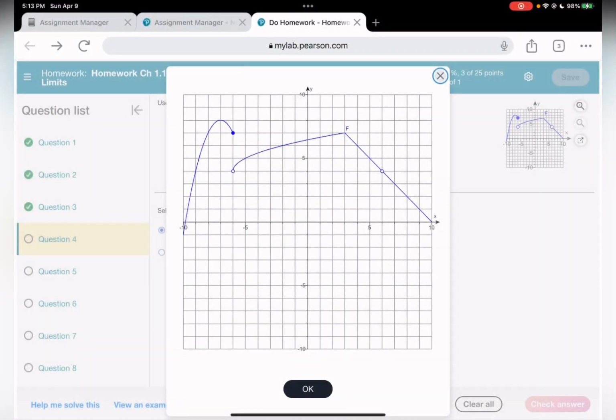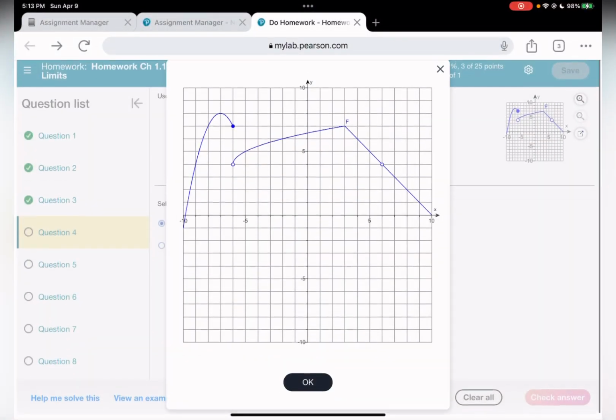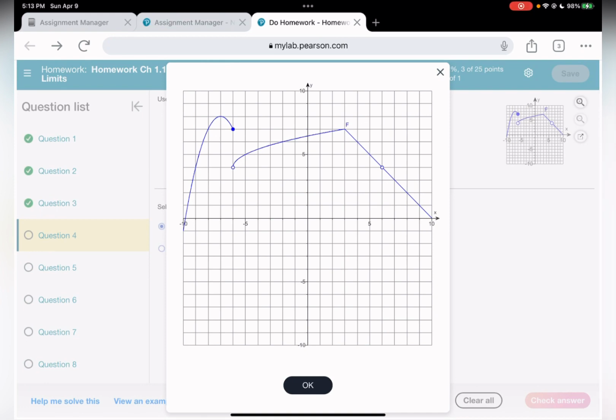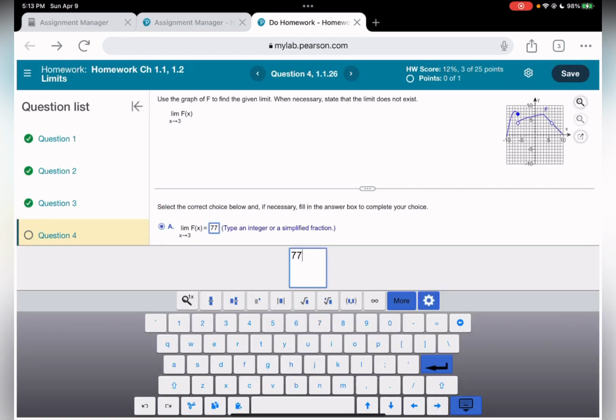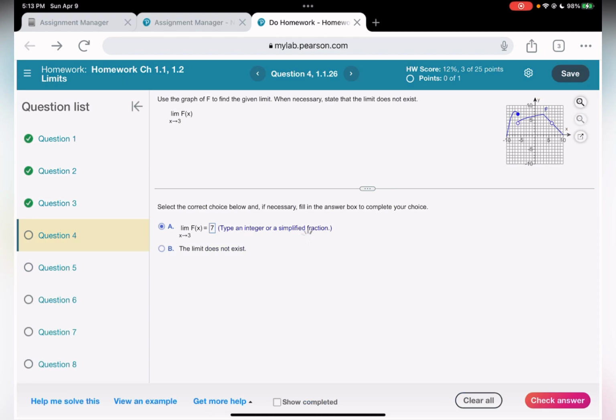Wait, what is going to be here? 1, 2, 3, 5, 6, 7. It's going to be 7. Y is going to be equal to 7 when x is equal to 3. Okay? Excellent. Moving to next question.